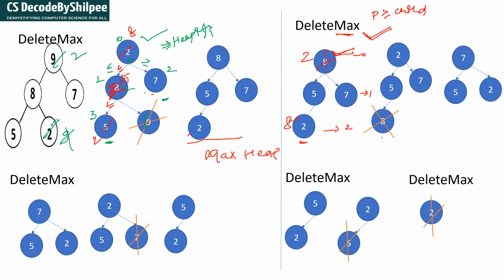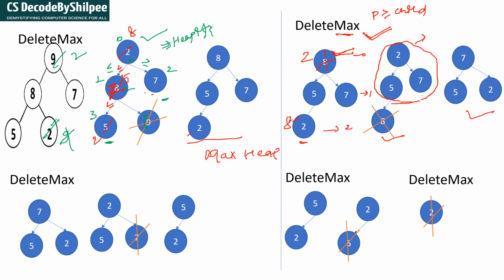So 8 is deleted here. Now you check that 8 is deleted, and now you have only this tree. Is this tree following the max property? No, this is not following the max property. Then what do you do? You have to perform heapify. In heapify, you take the maximum of 5 and 7. What is that maximum? 7. So this 2 is going to be replaced by 7. So the final tree you will get is this one.